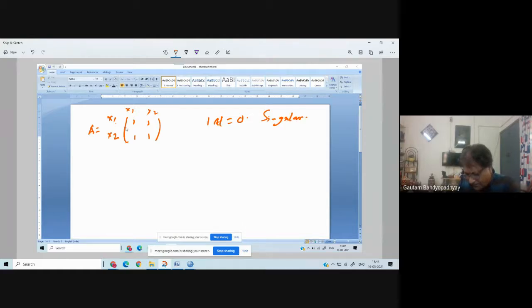That is called a singular matrix, because determinant A equals 0. And why is determinant A equal to 0? Because x1, x2 are highly associated with each other, perfectly correlated.